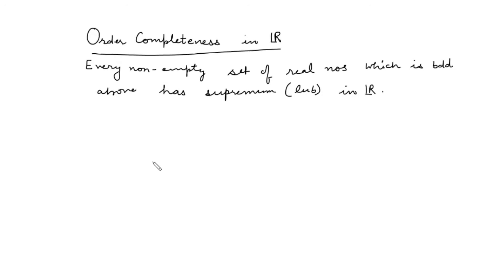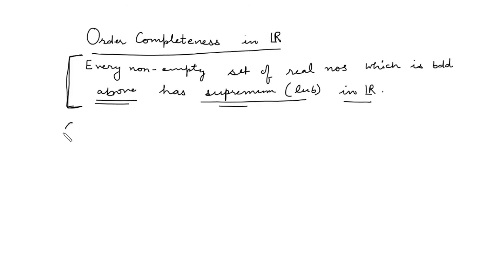We know that the set of real numbers is a field. We know that the set of real numbers is an ordered field. Now the next is completeness. Completeness means here that every non-empty set of real numbers which is bounded from above always has a supremum in R. Supremum will exist if it is bounded from above, right? So this is the order completeness property in the case of real numbers.